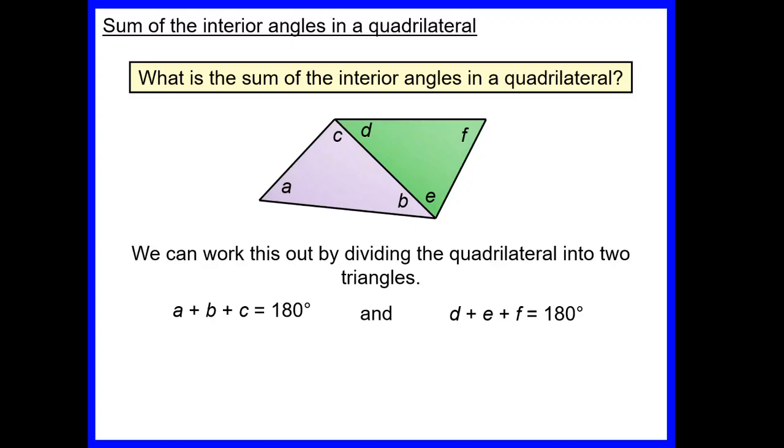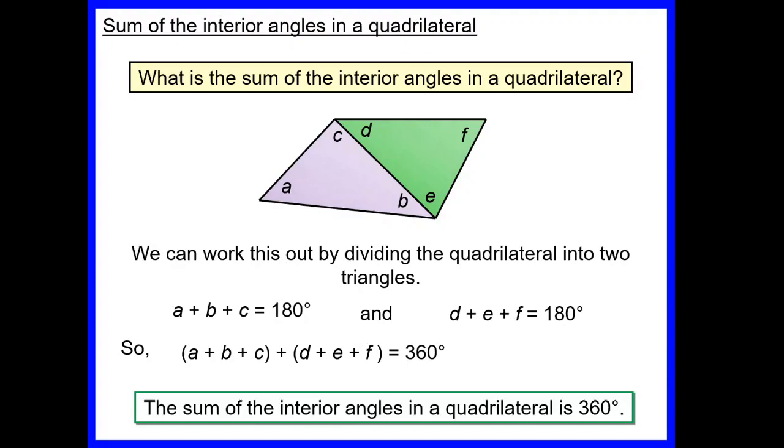So if all of the angles here add to 180 degrees and all of these add to 180 degrees, we can see that this is 1, 2, 3, 4 angles in our quadrilateral. So 180 plus 180 is 360 degrees. So the total interior angles in a quadrilateral is 360 degrees. Make sure you've made a note of that. Again, anything in a green box is an important note that you need to know.